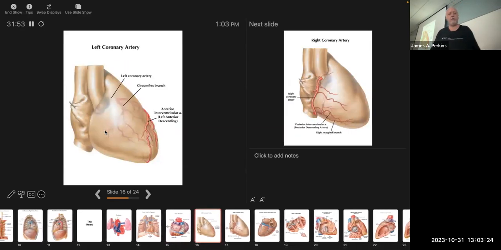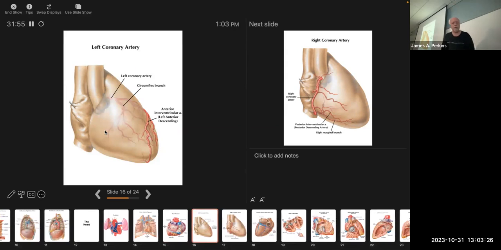All right, so one of the main things you did in lab yesterday was to dissect the coronary arteries. And often this meant you had to dig some of the fat out of the surface of the heart to be able to trace these arteries. Coronary sinus drains into the right atrium.